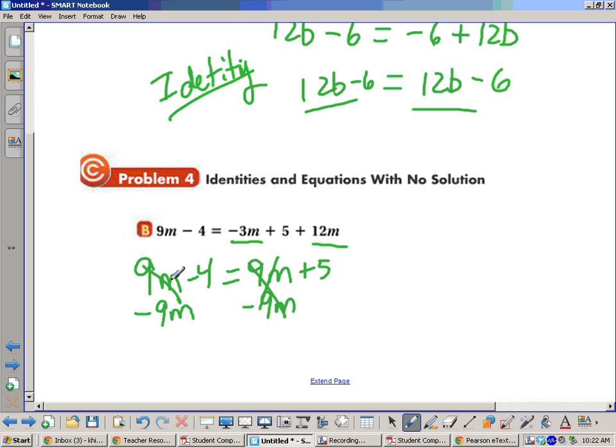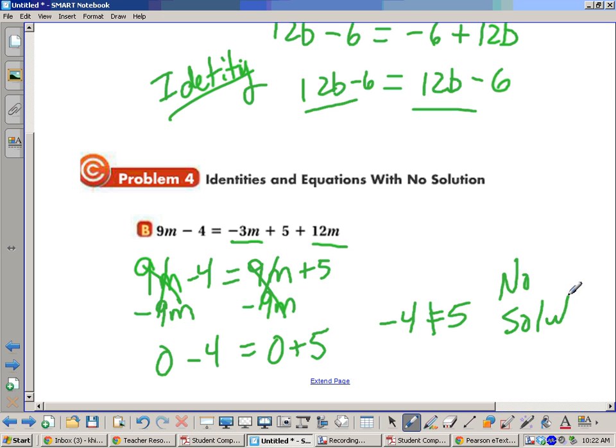Well, we run into a problem. That actually ends up being 0 on both sides. So we're ending up with -4 equals 5. Well, that's never true. So this is an example of no solution. So you could have identified that up here, where you have the same number and variable on both sides, but you're adding 5 on one side and subtracting 4 on the other. So that is a no solution.